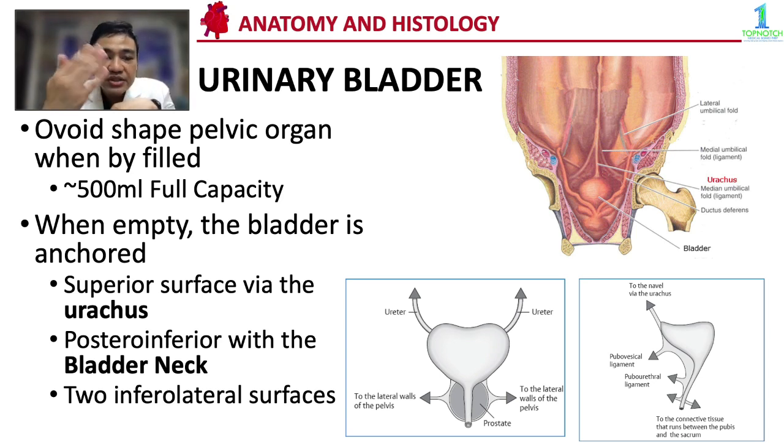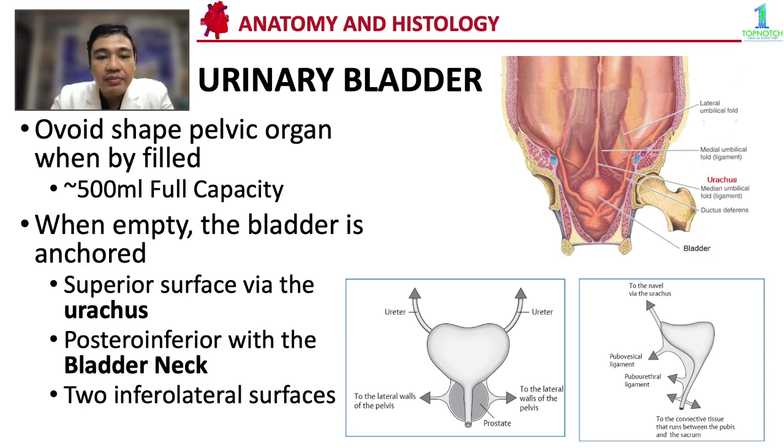Posterior inferiorly, especially for males, the bladder is anchored to the prostate. So we have discussed the prostate previously, right? Your bladder, okay, it forms like a funnel shape and it converges with the bladder neck. It is the point of communication where the bladder transitions to become your urethra.